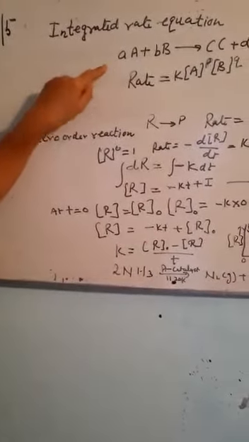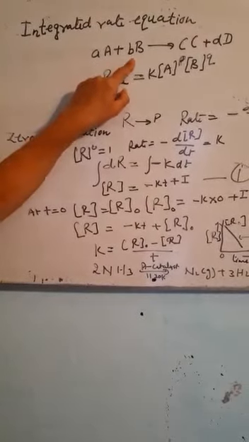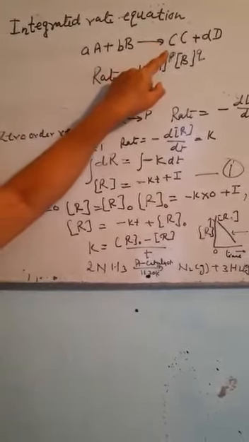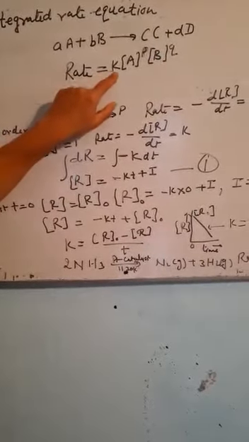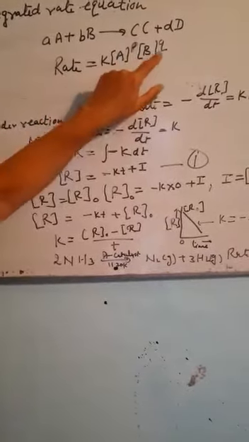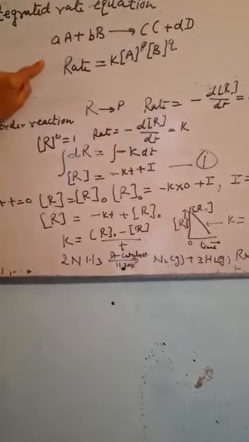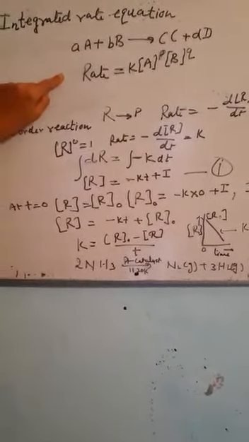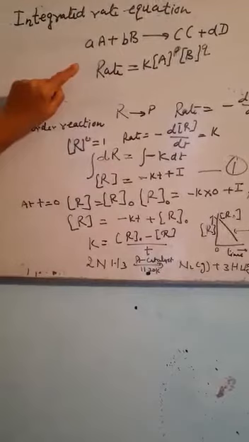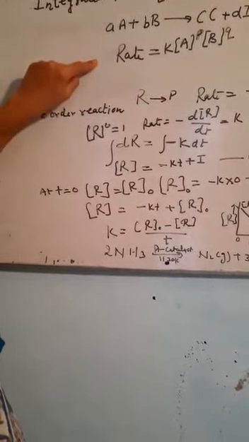We have already read one equation: a moles of A plus b moles of B giving c moles of C plus d moles of D. Now rate is equal to k [A]^p [B]^q. This is the differential equation. In this equation, we measure the rate just by drawing a tangent, and then the rate is measured at different concentrations, but that becomes very difficult.